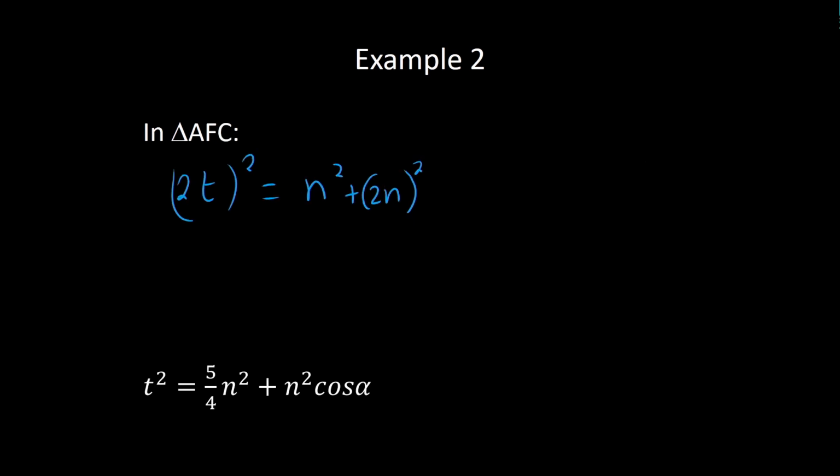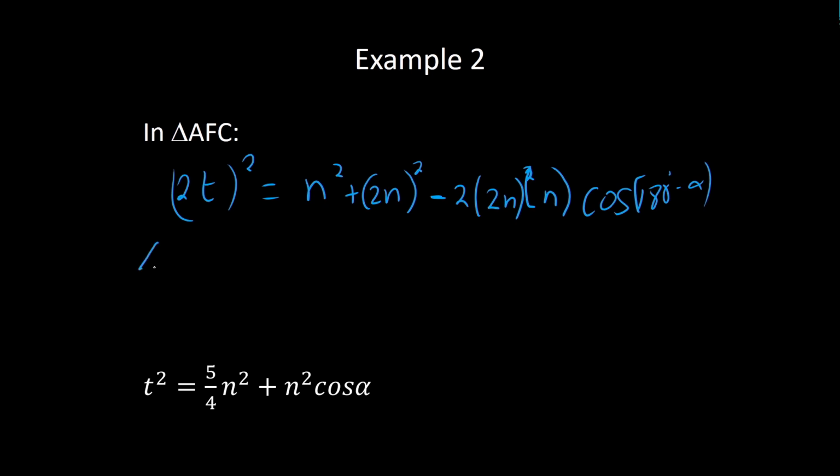It's n squared plus 2n squared minus 2 times 2n squared, not a square there, sorry, 2 times 2n times n cos of 180 degrees minus alpha. Okay, and let's do a little bit of simplifying.